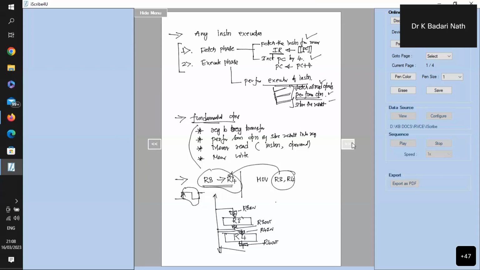That means the data present in R3, I want to write into the bus. So R3 out is the first control signal I'm going to give. The moment I give this, the data in R3 will come to the bus. Now the data in the bus can simultaneously be written into the R4 register also, because in one clock cycle both these operations are possible. So I give another control signal, R4 in. This is called step 1. This one single step is good enough to complete this operation in this case.